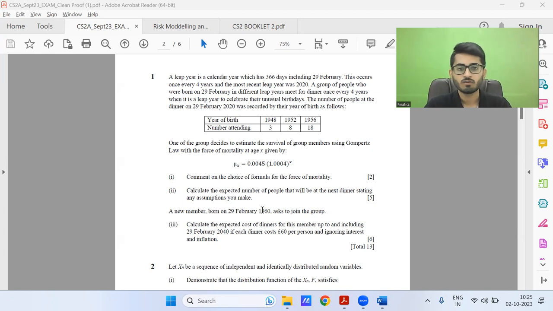Then we have been given that one of the group decides to estimate the survival of group members using Gompertz law, with the force of mortality at age x given by the following. First part is to comment on the choice of formula for the force of mortality.